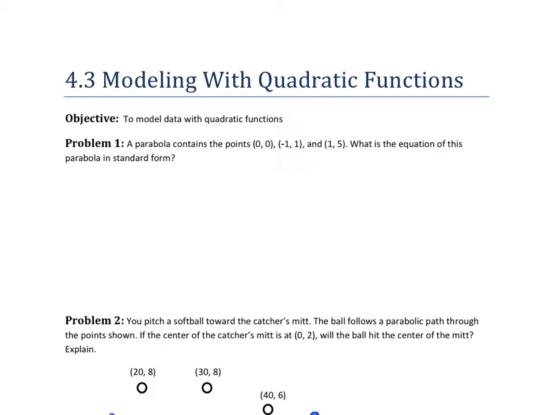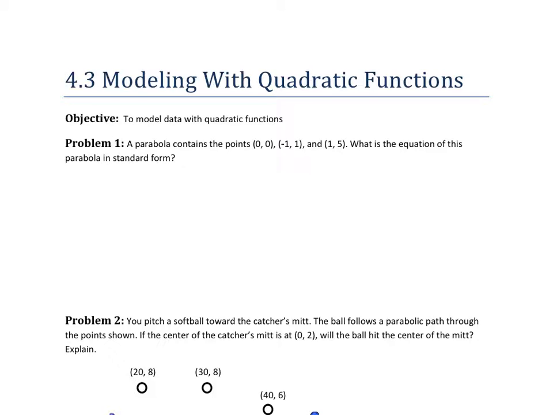Okay, 4.3, we're going to model with quadratic functions. So our objective is to model data with quadratic functions. And the first problem, we have a parabola that contains the points (0, 0), (-1, 1), and (1, 5). And it says, what is the equation of this parabola in standard form?